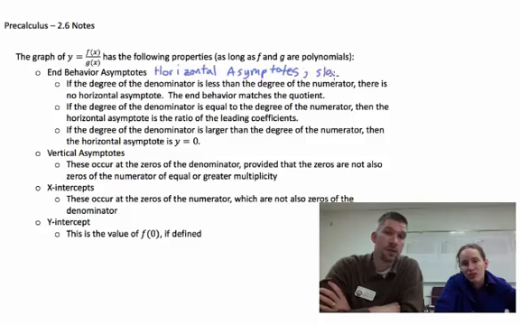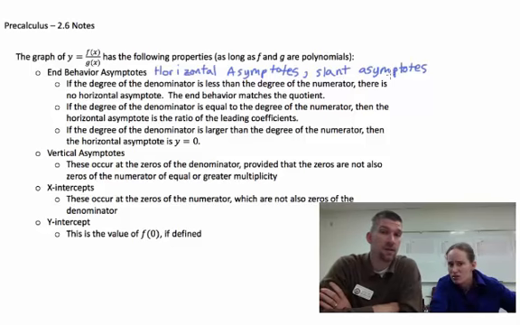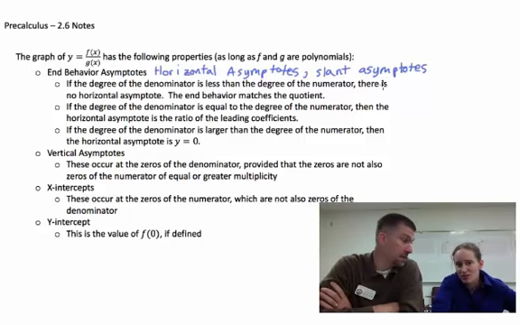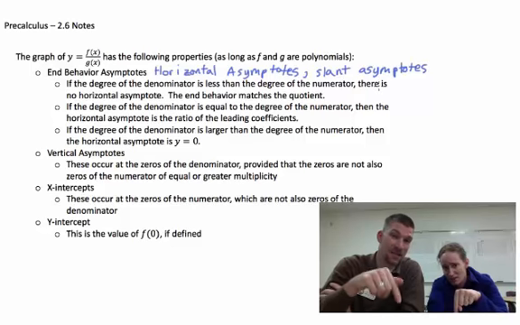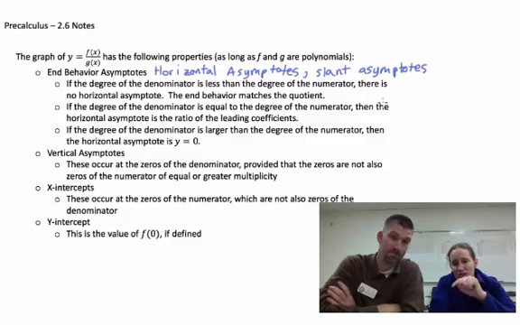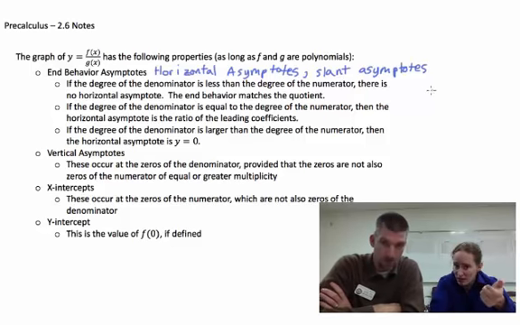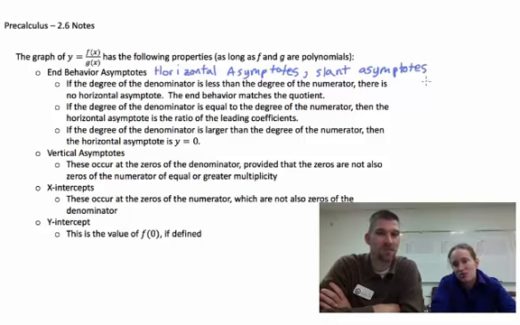So there's some things that you're looking for. Number one, and we'll just go through these really quickly. If the degree of the denominator, that's the upstairs, is less than the degree of the numerator. You meant that backwards. The degree of the denominator, that's the bottom. Downstairs, sorry. D for down is less than the degree of the numerator. Right. There's no horizontal asymptote. It's what's called an end behavior asymptote or a slant asymptote, depending on what text you're looking at.